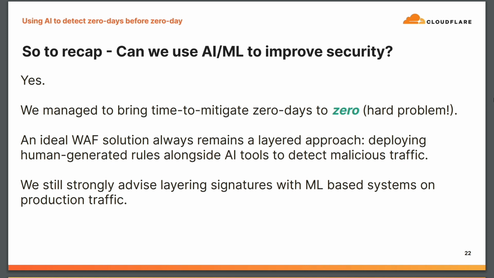Great. So just to summarize, the question is, can we use AI/ML to improve application security for internet traffic? And the answer is yes, definitely. That works very well. We also managed to bring time to mitigate to 0, which was a very hard problem to solve. But we still recommend using both systems. This is an example where the human-made system, the human experience, and the ML can work together to really provide the best results.